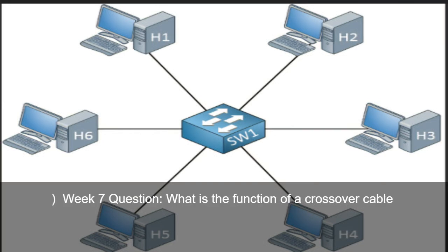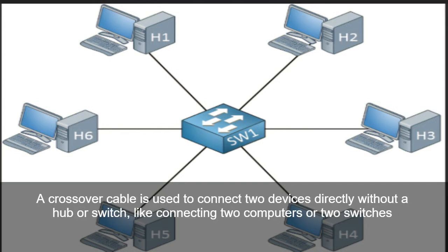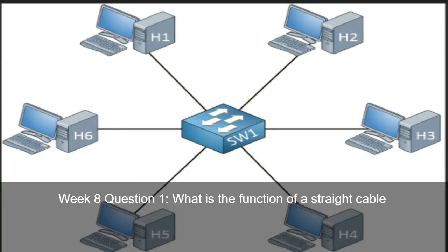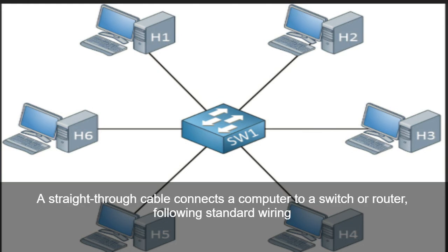Week 7 question, what is the function of a crossover cable? A crossover cable is used to connect two devices directly without a hub or switch, like connecting two computers or two switches. Week 8 question 1, what is the function of a straight cable? A straight-through cable connects a computer to a switch or router, following standard wiring.